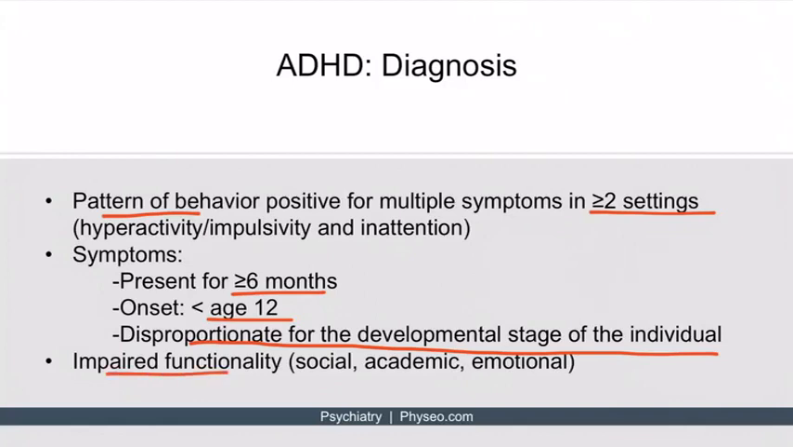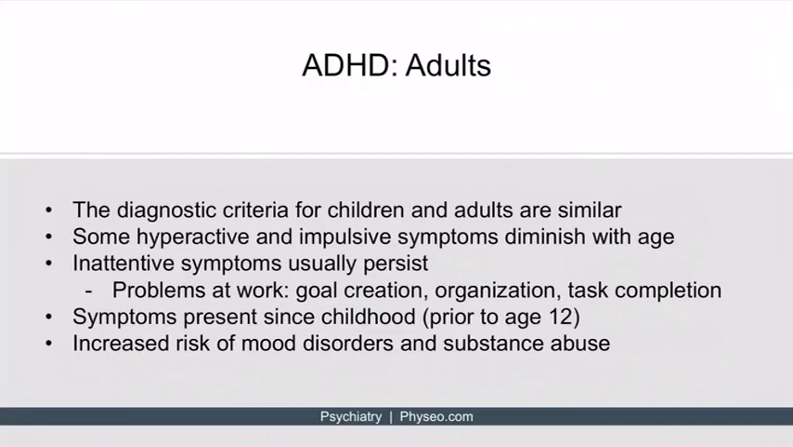In the case of ADHD, the symptoms must be causing such effects as poor school performance, so academic, abnormally high levels of stress due to the inability to focus, or an inability to get along with others, so social. All right, so that was ADHD in kids. Now let's discuss ADHD in adults.